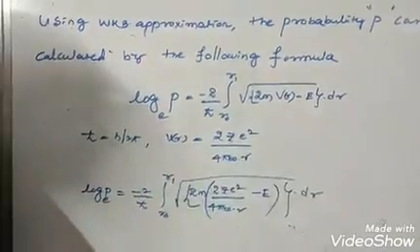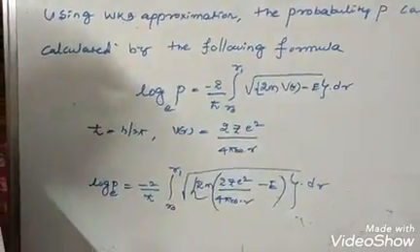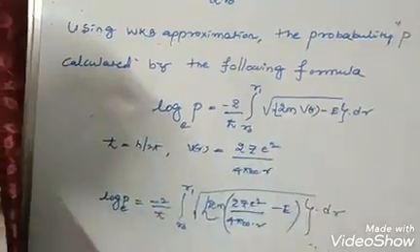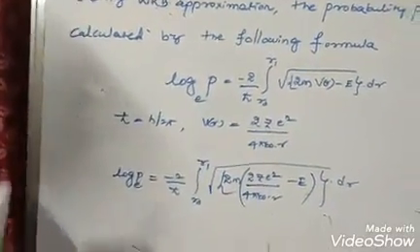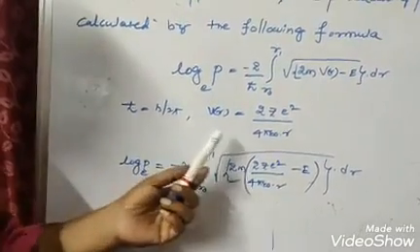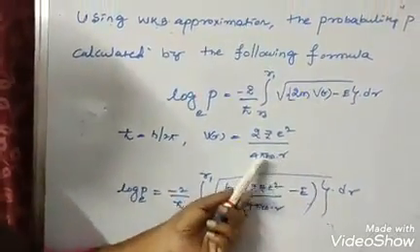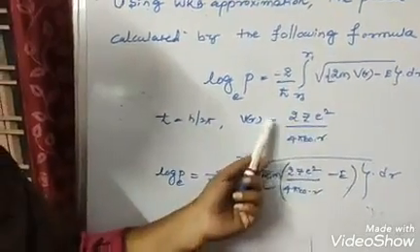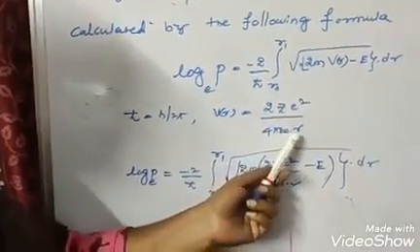So V of r is the potential energy, E is the total energy. According to Coulomb's attractive formula, the potential energy is q1 q2 by 4 pi epsilon naught r. According to that formula, we then get 2Ze squared by 4 pi epsilon naught r.